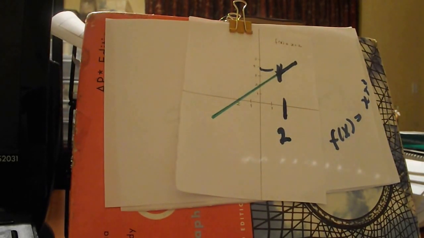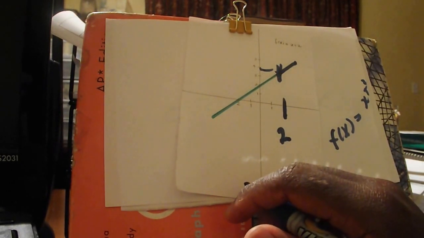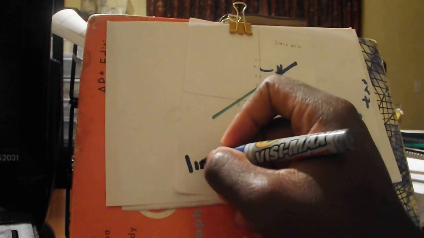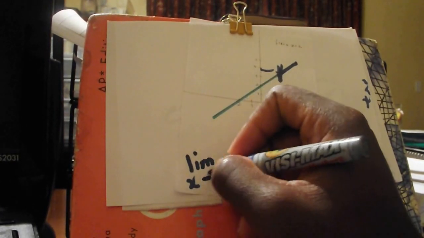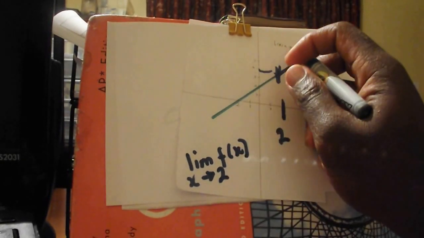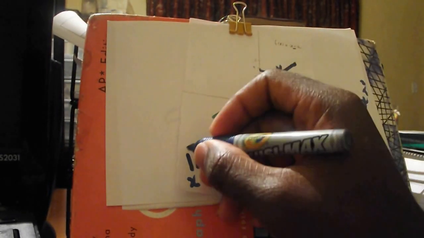But we can't just write that statement in a sentence. That wouldn't be accurate. We could express that mathematically as the limit as x approaches 2 of f of x. And we know that f of x is equal to x plus 2, which is this line, is equal to 4. This statement.